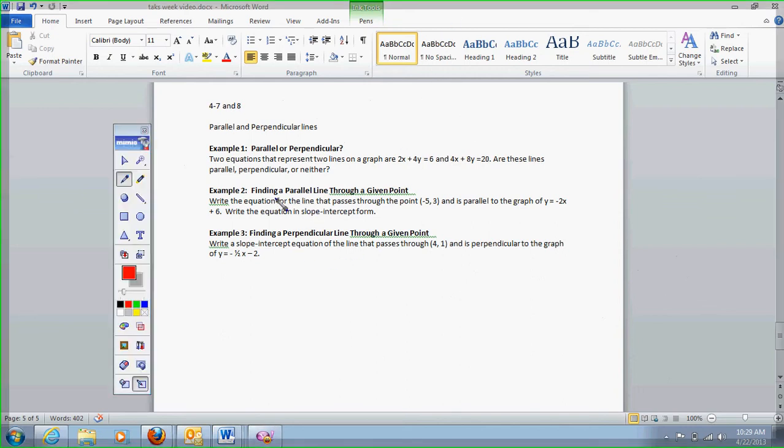Here it says, finding a parallel line through a given point. So we want to find a parallel line. Write the equation of the line that passes through this point and is parallel to this line. Write the equation in slope-intercept form. So my answer is going to be in this form, y equals mx plus b. And the good news is they gave us the line it's parallel to. I want a line that's going to go through this point and is parallel to this line.